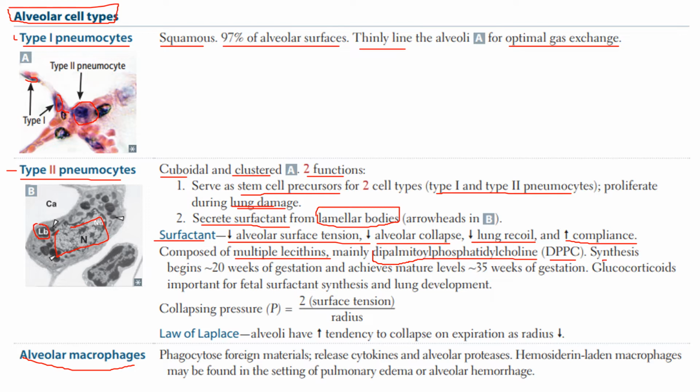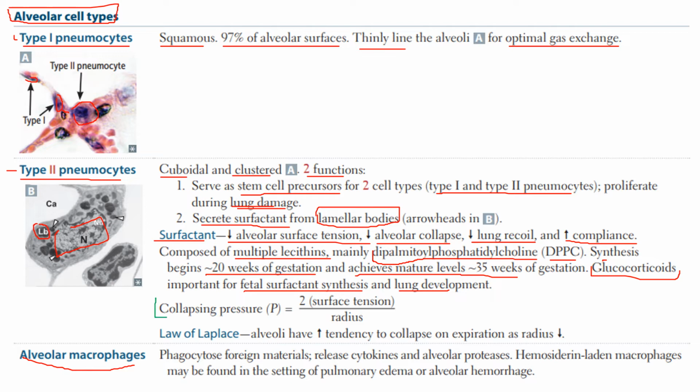Its synthesis begins at approximately 20 weeks of gestation, as we already mentioned in the graphical representation of the 5 stages of lung development, and it achieves a mature level at approximately 25 weeks of gestation. Glucocorticoids are important for fetal surfactant synthesis and lung development.